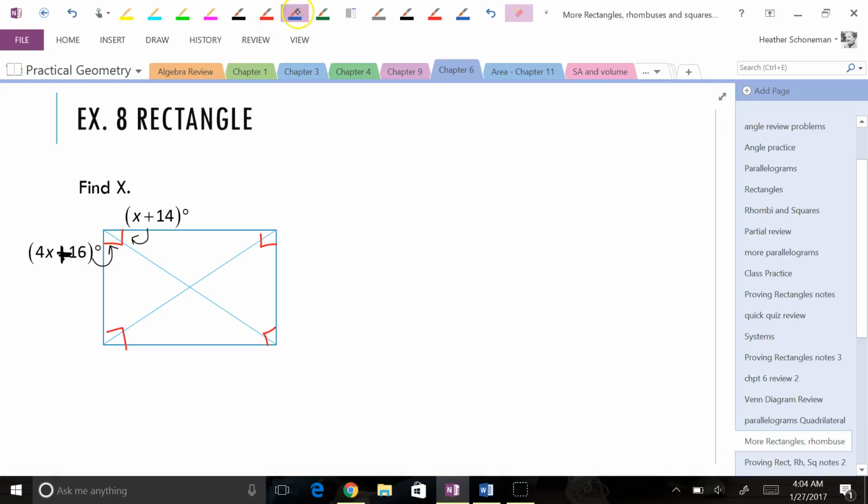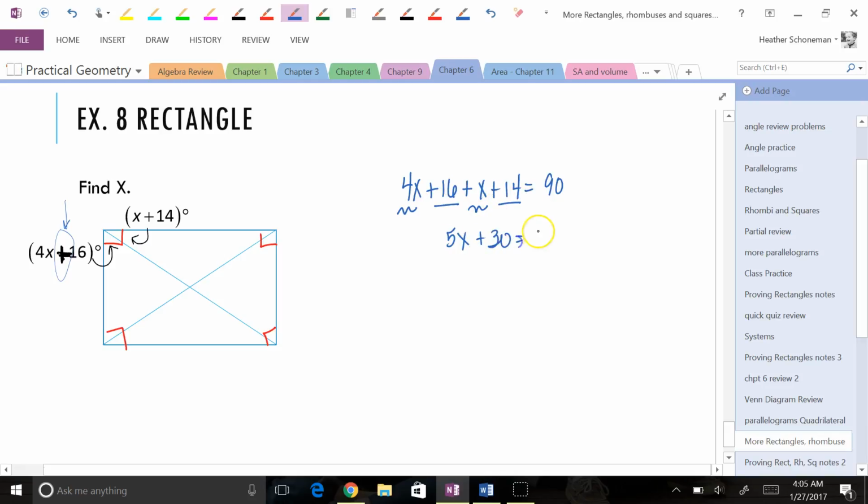Okay, take two. I already said these add to 90, right? And we need to change this to a plus. What I should have written is what I said: 4x plus 16 plus x plus 14 equals 90. Okay? So combine my terms. 4x and x is 5x. 16 plus 14 is 30, equals 90. Subtract 30. So 5x equals 60. Divide by 5. So x is 12.